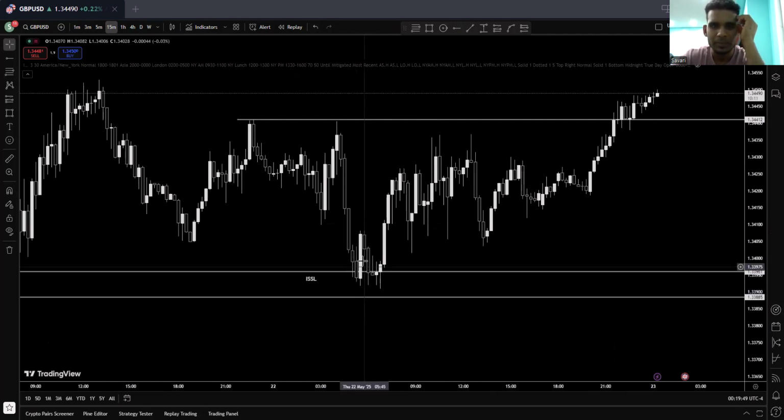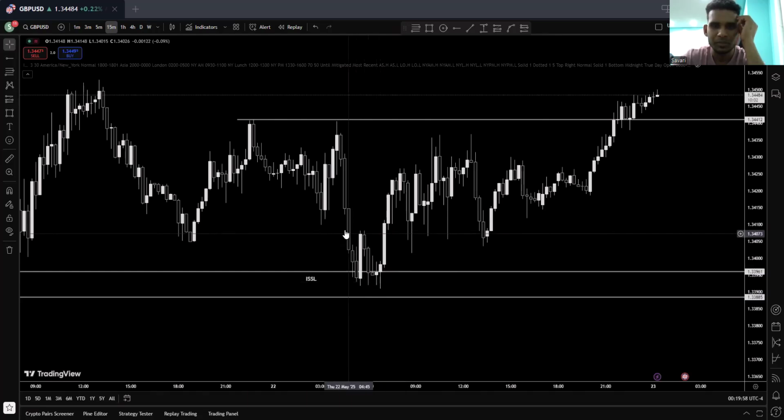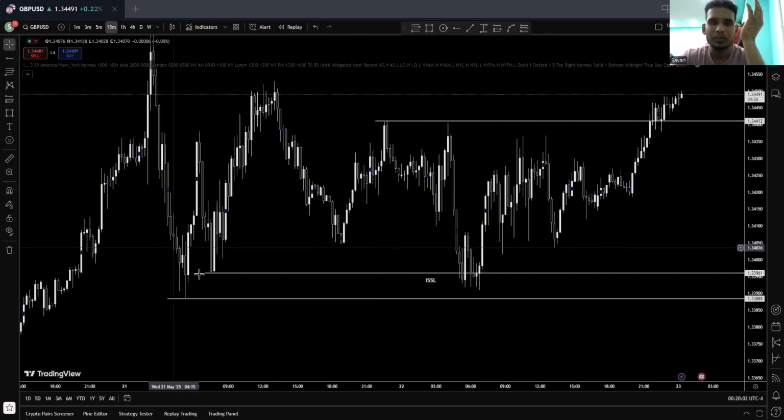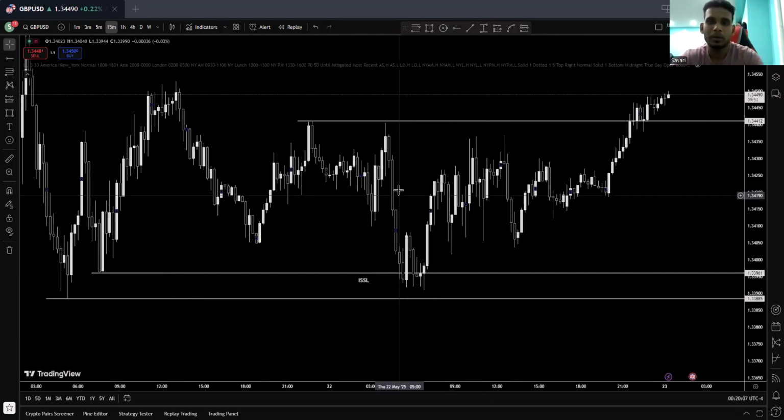Once the internal has been swept, price rebalanced to this recent fair value gap. Come all the way back. Engineering the liquidity. Sweep. Big displacement, structure shift. Fair value gap gets flipped to the upside. So at this point of time, internal sell side has been taken, big displacement to the upside. So I'm going to look for buy and I can target this equal high.